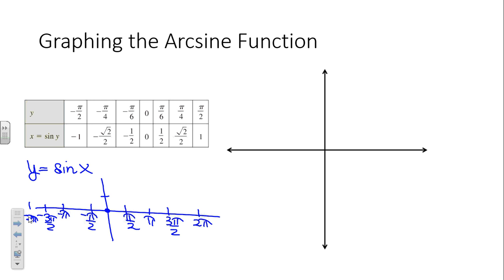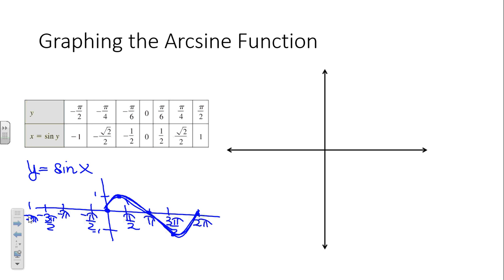At π/2, the sine of π/2 is 1, right? And then at π, we're at 0, and at 3π/2, we're at a negative 1, and at 2π, we're at 0 again. So we've got a nice sine wave going on here, right? Okay, so that's when we have values that we're plugging in for x and figuring out what y is.